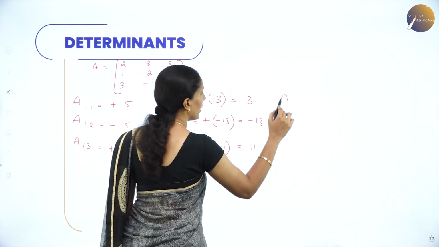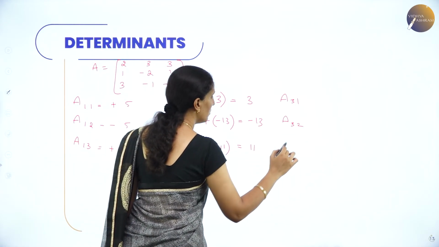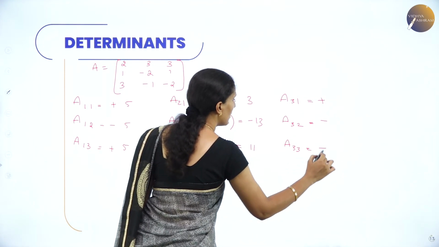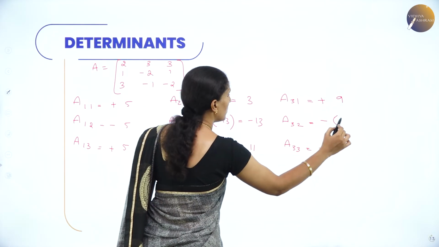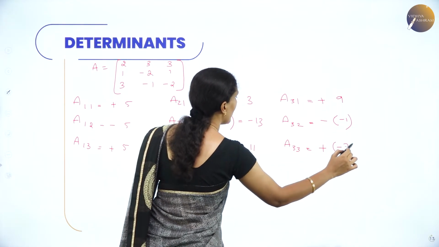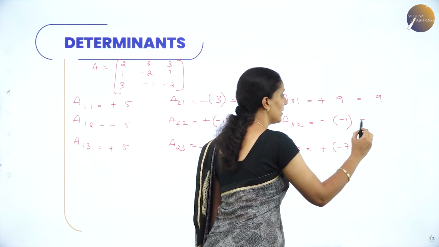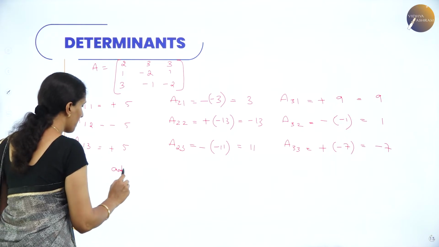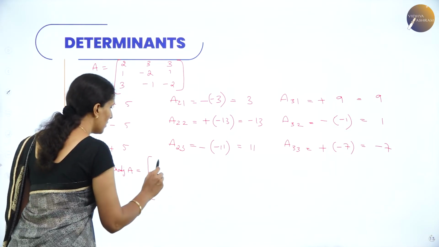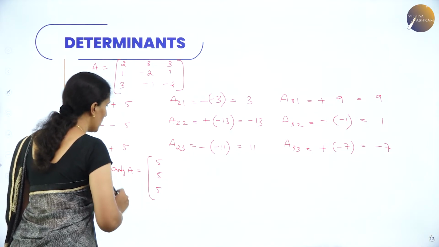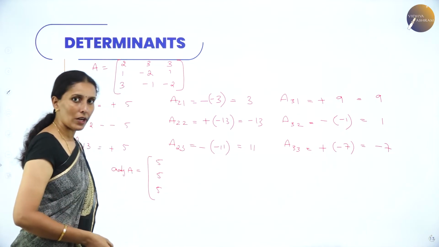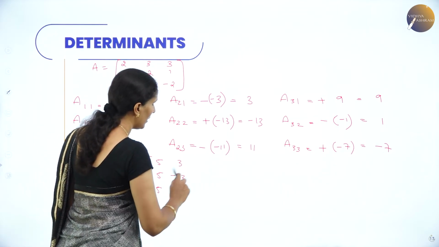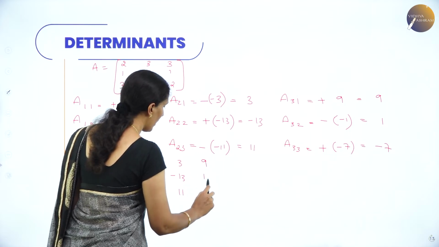Next we have A31, A32, A33, so that is plus, minus, plus. So here we have 9, so minus 1, minus 7. So the values are 9, 1, minus 7. Now therefore adjoint A is here 5, 5, 5. Write in this order only, and you will get adjoint A directly. So 3, minus 13, 11. And here we have 9, 1, minus 7.